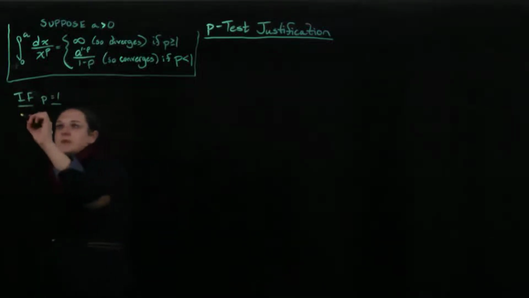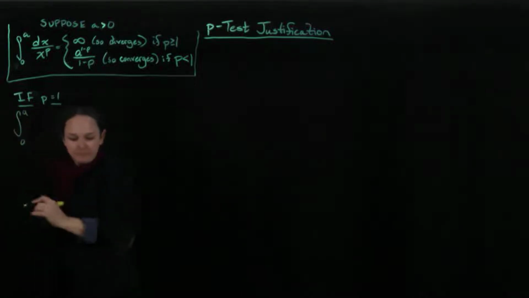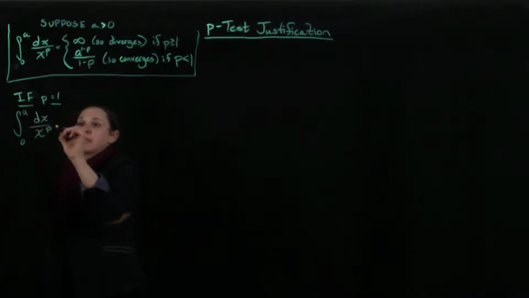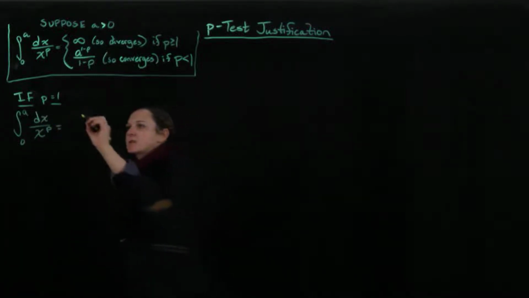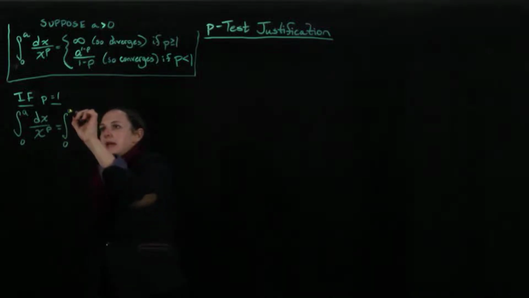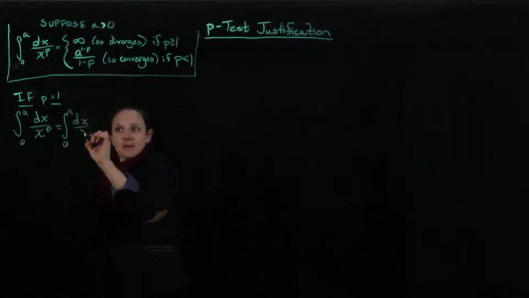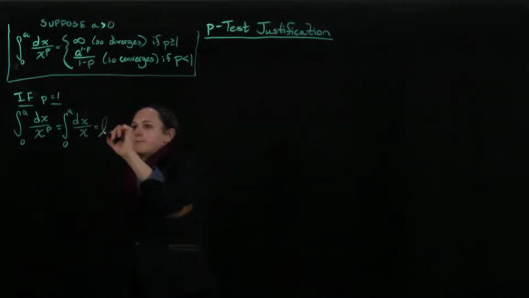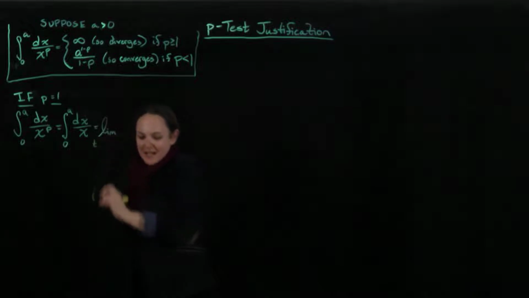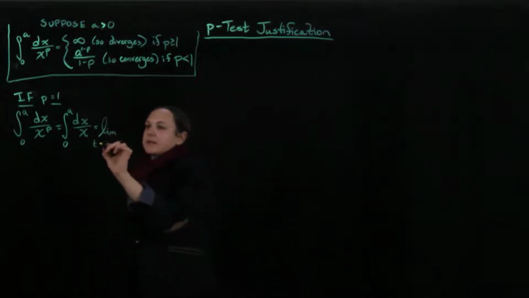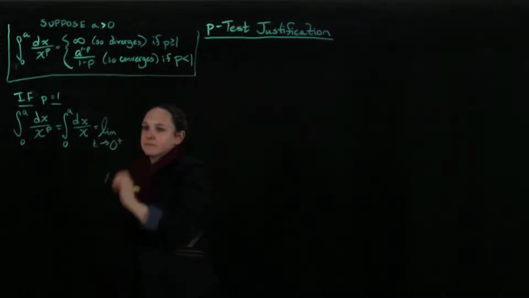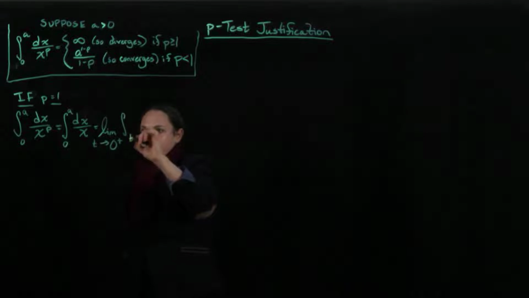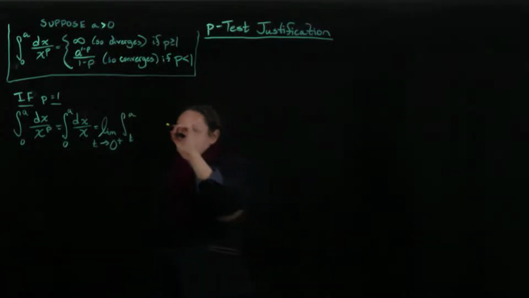In this circumstance, we have the integral from 0 to a of dx over x to the p. But we're saying that p equals 1, so this is just going to equal the integral from 0 to a of dx over x. This is going to be the limit as t goes to 0 from the right-hand side of the integral from t to a of dx over x.